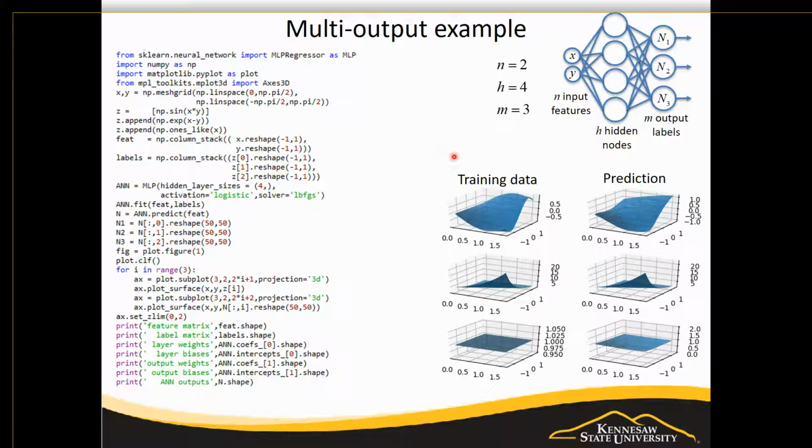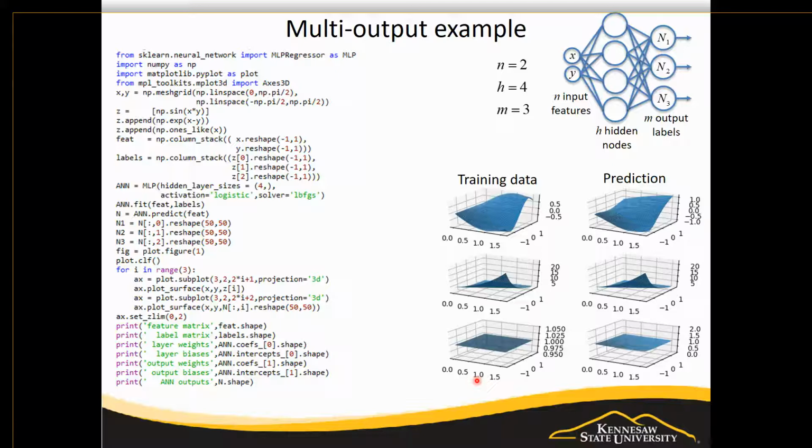So one of the outputs is supposed to output sine of x times y. Another output is supposed to do exp of x minus y. Another is just supposed to always output 1 no matter what. So I have 3 outputs, and I have 2 inputs for x and y. And I want to train a single neural network to solve all 3 of these problems simultaneously. So this is my way of giving a more general example where I have multiple inputs and multiple outputs.